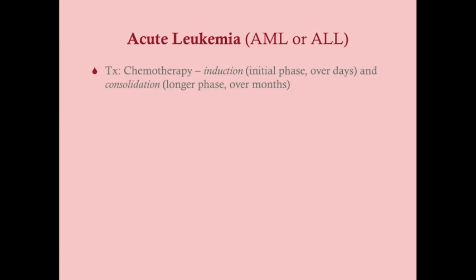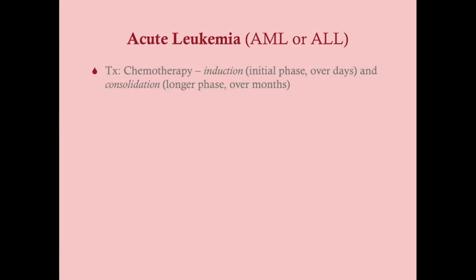Okay, so the treatment for acute leukemia is always going to be chemotherapy, and we're going to do this in any patient no matter what. Unlike in chronic leukemia, where we could take a watch and wait approach, in acute leukemia, we're going to always jump right into chemotherapy. There are 2 main phases to chemotherapy, which include induction, the initial, more intense phase, which occurs over days, and then the consolidation phase, which is done over months and is less intense, but it's going to require hospitalizations every week to 2 weeks, depending on the patient.